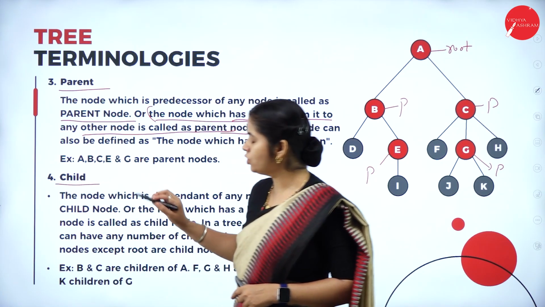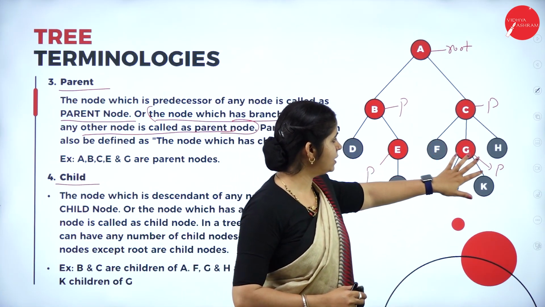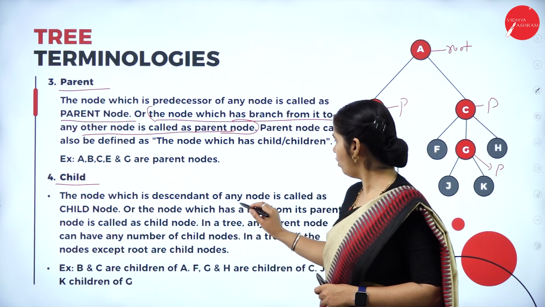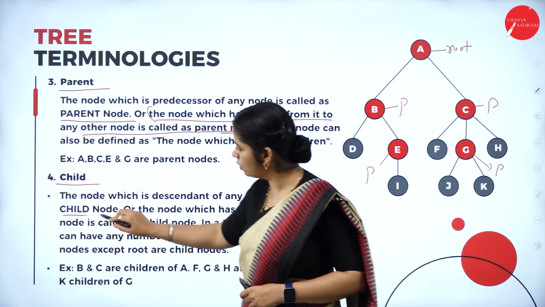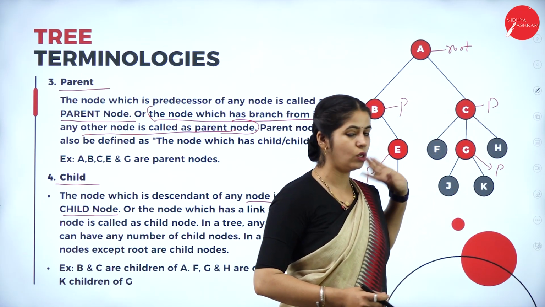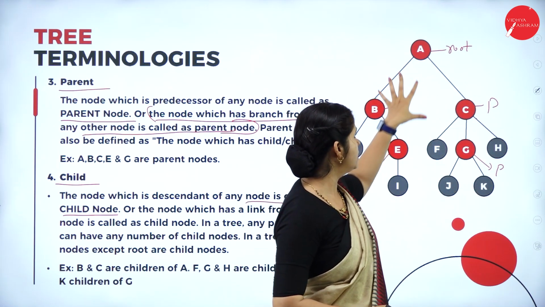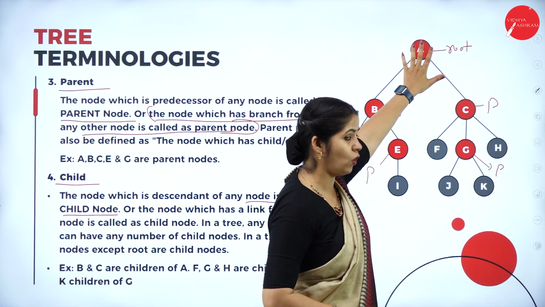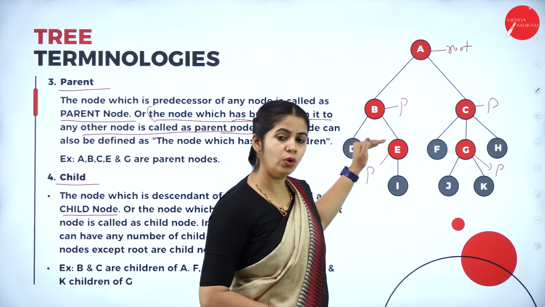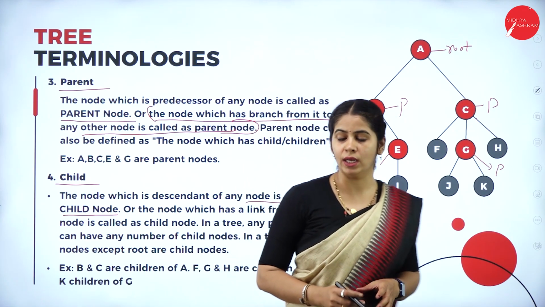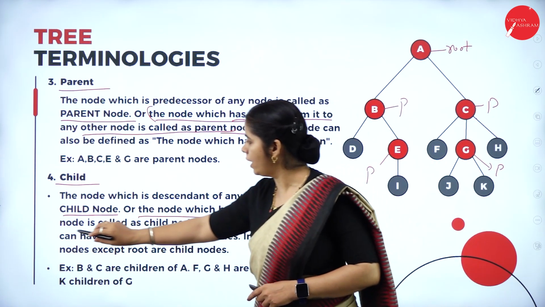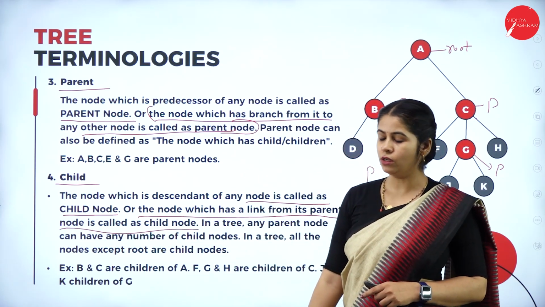Then what comes with the child node? Obviously, whoever has a parent is called a child node. A node which is a descendant of any node is called a child node. So here in this example, B and C are the children of A, and D and E are the children of B. Whichever node comes from the parent node is called a child node, or we can state that the node which has a link from its parent node is called a child node.